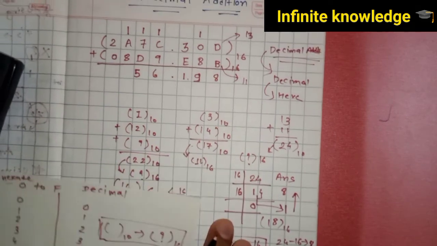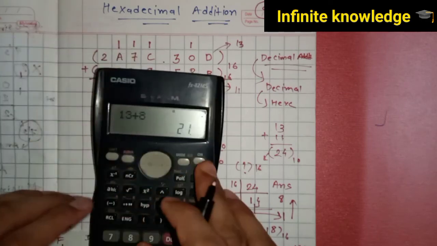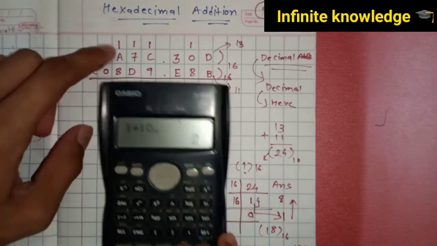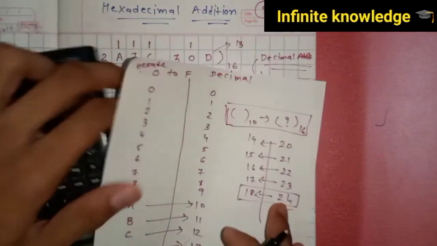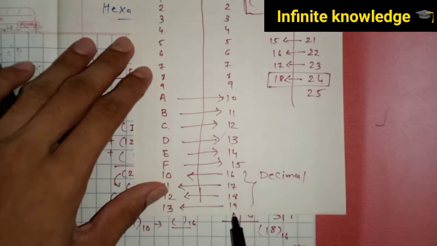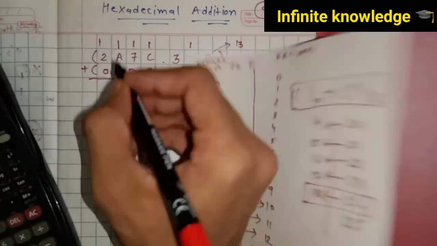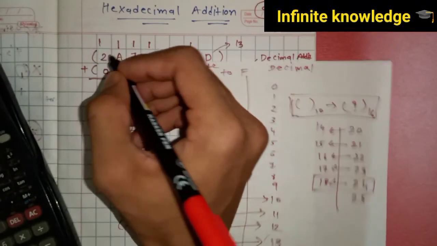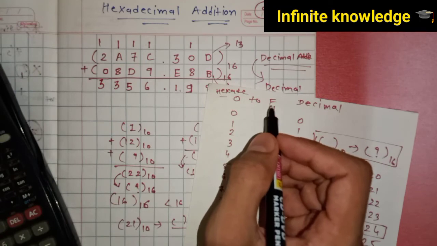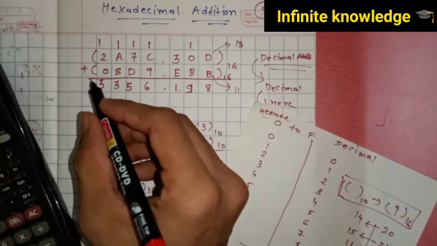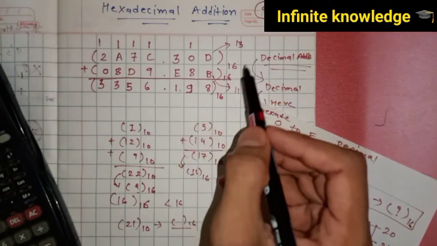So now you have to once again add like a decimal addition. 1 plus A, which means 10, plus 8. What do we get? We get 19. 19 in decimal, and what is the hexadecimal of it? It is 13. So 1 is here, 3 is here. Now once again 1 plus 2 is 3. So we get this answer by adding these.